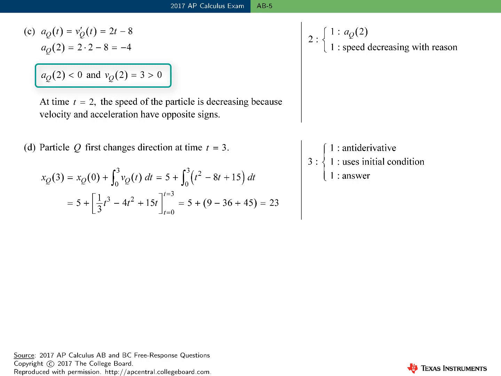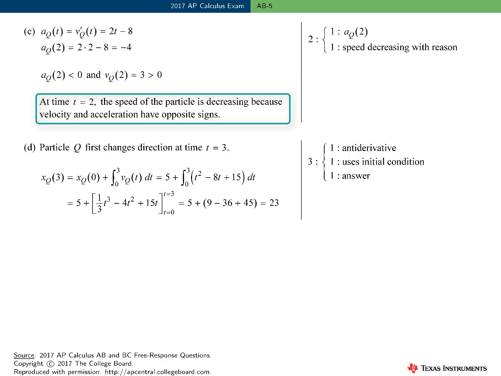We just found a sub q of 2 is equal to minus 4, which is less than 0, and we can either evaluate v sub q of 2 or use the sign chart in part B to conclude that v sub q of 2 is greater than 0. Because the signs are different, the speed of the particle is decreasing at time t equal 2.